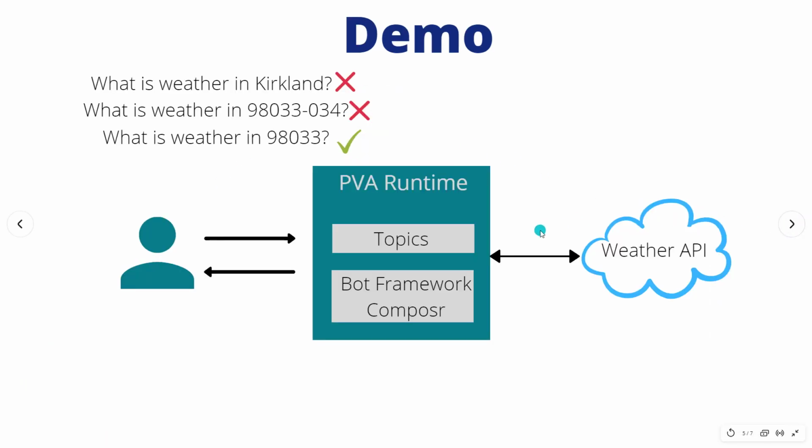So let's talk just a little bit about a demo and the use case itself. What we've got here is our end user who's going to use a chatbot, and they want to see what the weather is. Now, as part of the weather, you need to be able to provide your location.